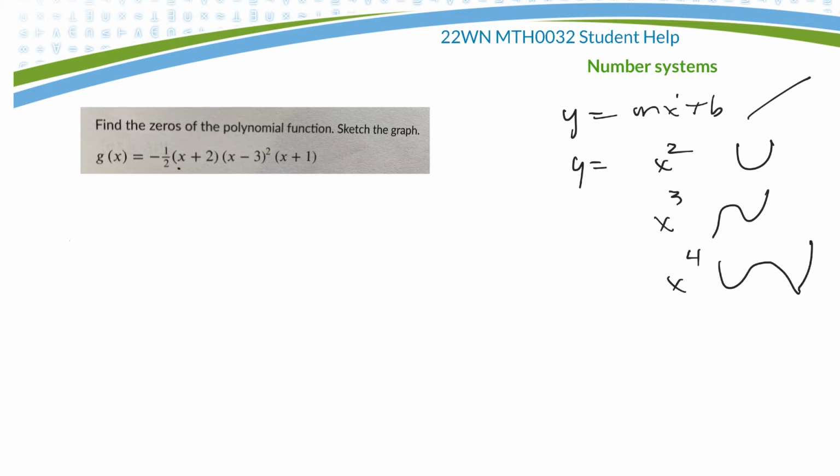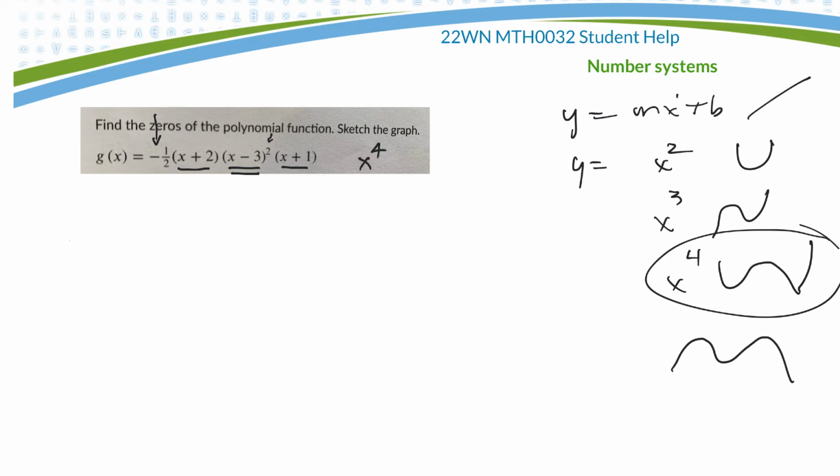Here I've got one factor of x. Here I've got two because there's a squared there. And here I have one. So altogether that's a quartic graph, an x to the fourth. So it's going to have that kind of shape to it. Now because it's negative, I also know that the shape is going to be upside down.